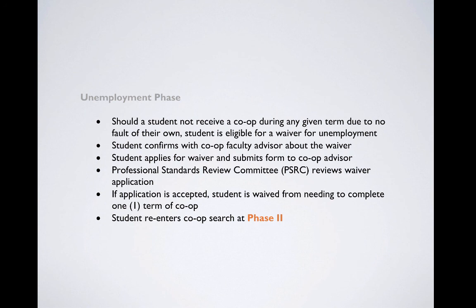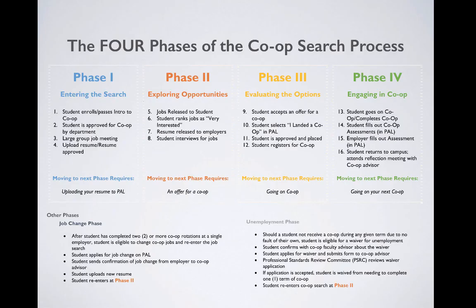Because you have to complete 5 in order to graduate in the College of Engineering, but if you don't get a co-op for no fault of your own, we're not going to hold you back. We're going to give you something called a waiver for unemployment, and you have to talk to your co-op faculty advisor about that. It goes through a committee, the Professional Standards Review Committee, and they determine whether or not a waiver is justified, and if so, and your application is accepted, they'll give you a waiver for that 1 term of co-op, and then you'll re-enter the job search at phase 2.